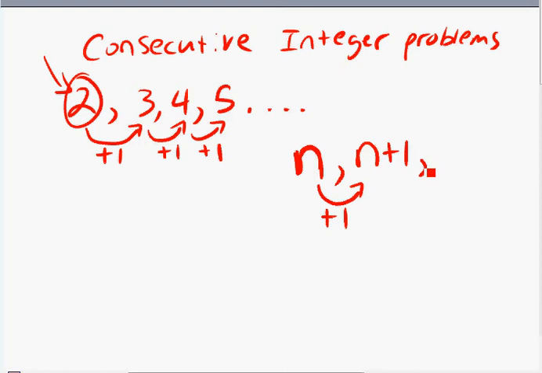Alright? And the number after that, well, the pattern is still the same. I'm going to add another 1 to it. So it'll be n plus 1 plus another 1, so we'll get n plus 2. And the one after that will be n plus 3, and so on. Okay? So that's the pattern for consecutive integer problems.